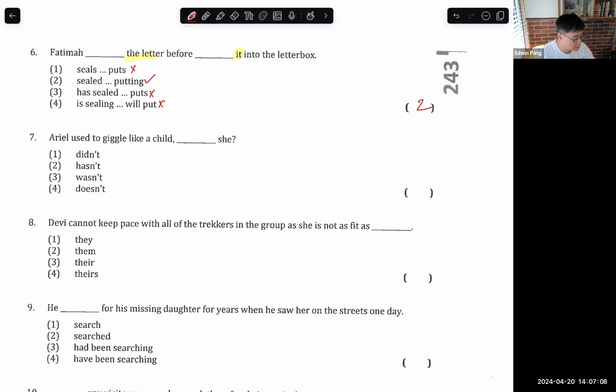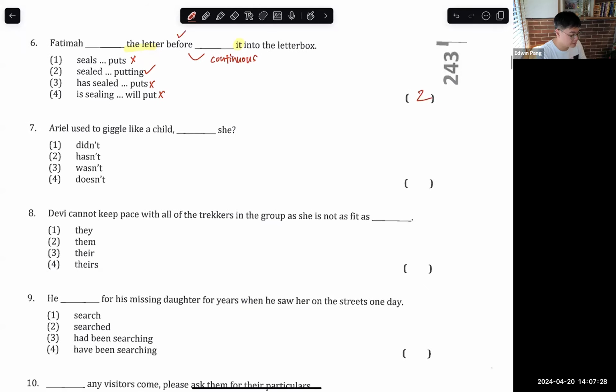The clue also here is before. Before something happened, usually there is a continuous action that is interrupted by a singular action. Remember, past continuous tense usually involves a continuous action being interrupted by another action in the past. So that is consistent with the answer for question 6.